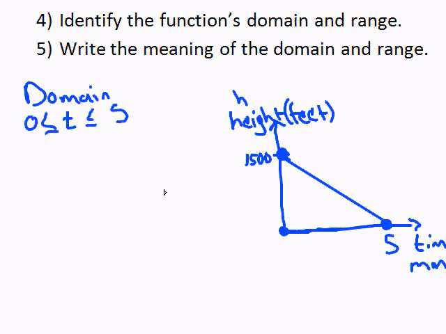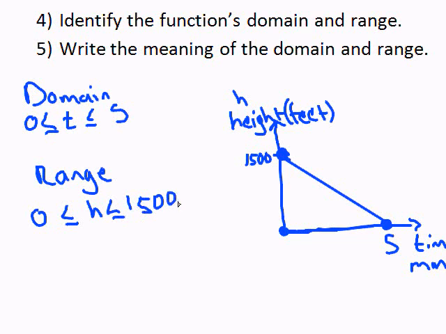That means our time is between 0 and 5 minutes. Our range: notice the balloon starts at 1500 feet and goes all the way down until it lands on the ground, which is 0 feet. So our range is between 0 and 1500. To write down what each one of these means, the domain represents the time and the range represents the height of the balloon.